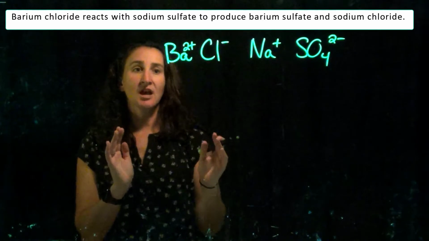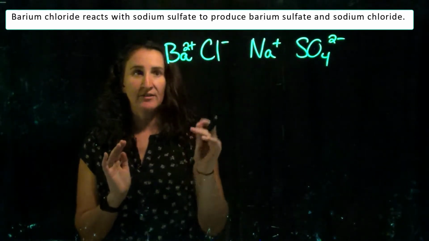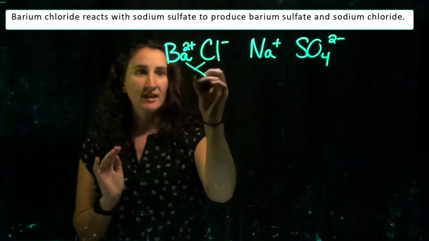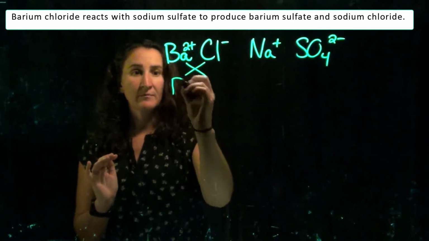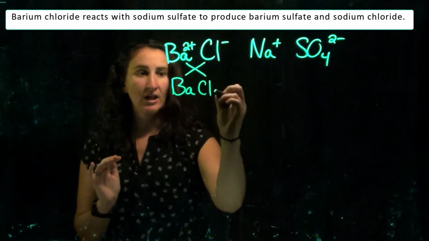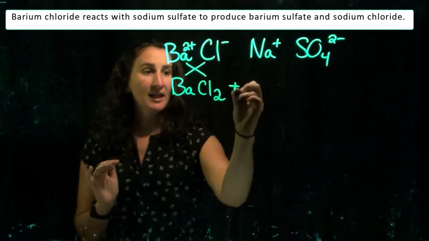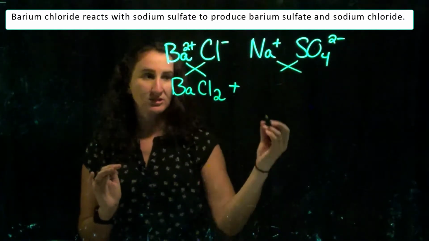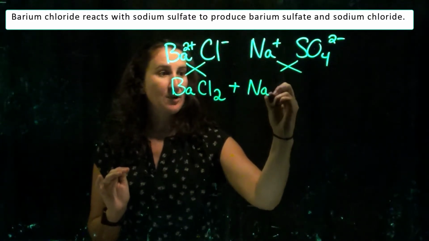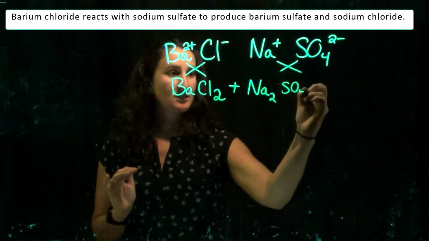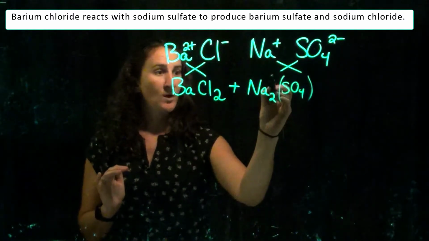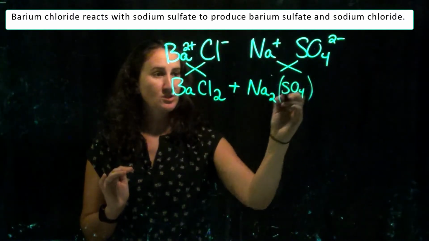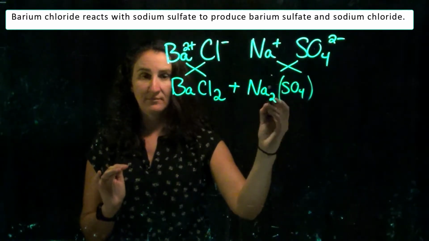Now, in our reaction, we're reacting barium and chlorine together, which means you take your charges and you cross them. So it becomes BaCl2 plus, crossing these charges, Na2SO4, sodium sulfate, because your 1 comes down to sulfate and your 2 comes down for sodium.